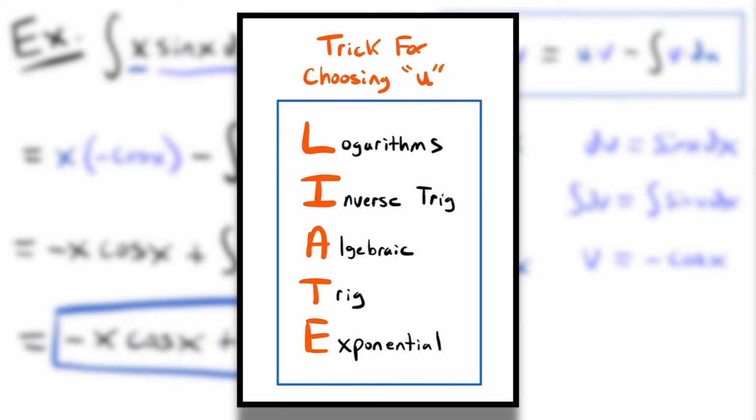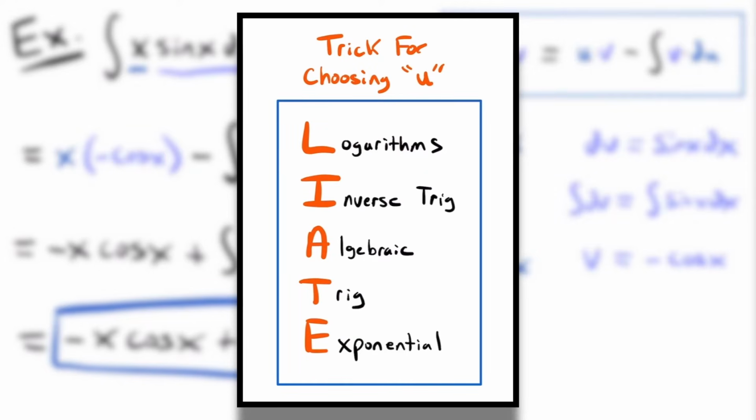When determining what to set equal to u, you want to remember the acronym LIATE, where the L stands for logarithms, the I stands for inverse trig functions, the A stands for algebraic functions or polynomials, the T stands for trig functions, and the E stands for exponential functions. Essentially what this is, it's a priority list. So when you're looking at the product of functions in your integral, and you see a logarithm times an algebraic expression, you should choose the logarithm to be equal to u because it's higher up in the list.